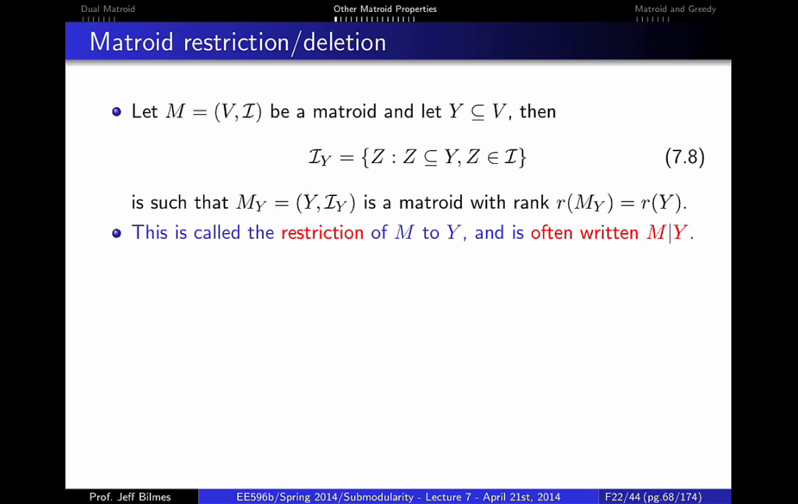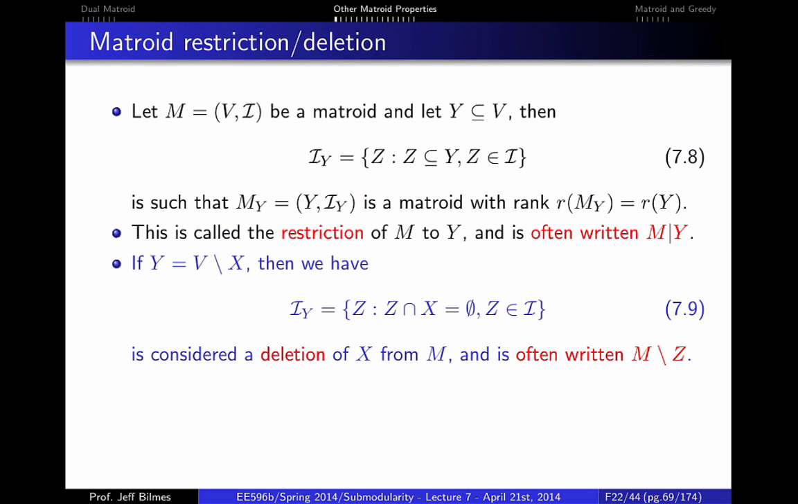Sometimes you can write it like this, and when you do this a lot, you write it as M vertical bar Y. You're restricting it to Y. This is really important because we do this a lot with submodular functions even. In fact, we did this with polymatroid functions when we were defining a graph cut. We were restricting it to pairs and summing them up together. So it's really, in some sense, a bunch of restrictions. And then deletion is sort of like restricting to a complement set.